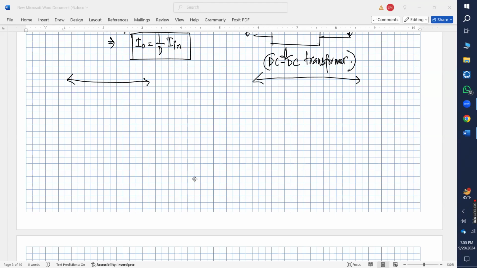So before we start talking about the boost converter, are you hearing any echo? No, sir. Okay.